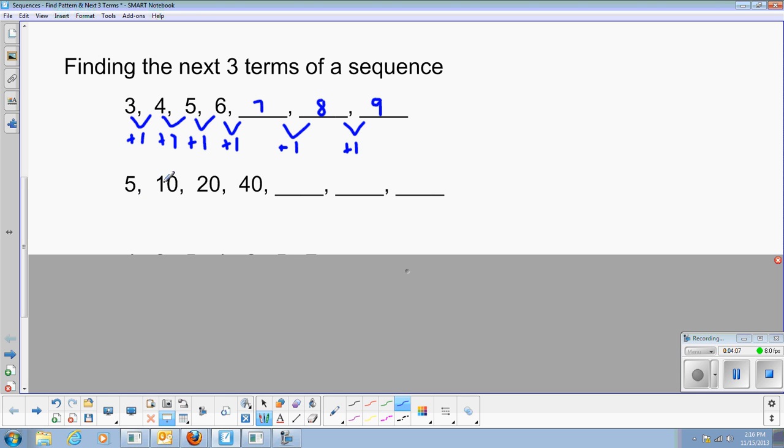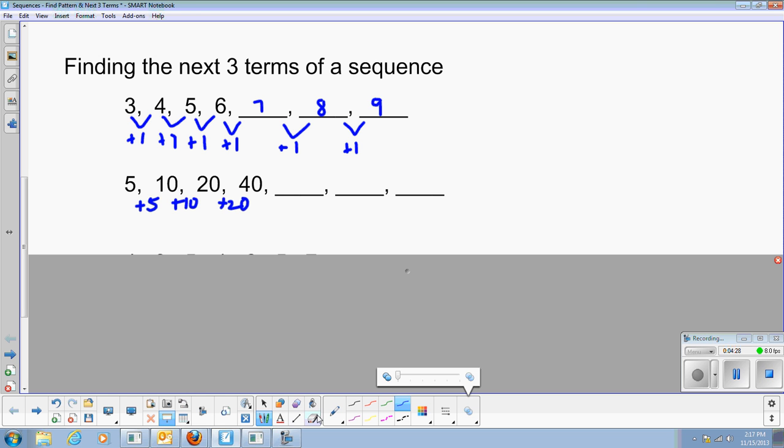We have plus 5 from 5 to 10, plus 5. And then we have plus 10. Then we have plus 20. And some of you might be able to see a pattern from that. It looks like I'm always adding the last number that was there in the pattern. Well, could use it that way, but let me show you another way here.